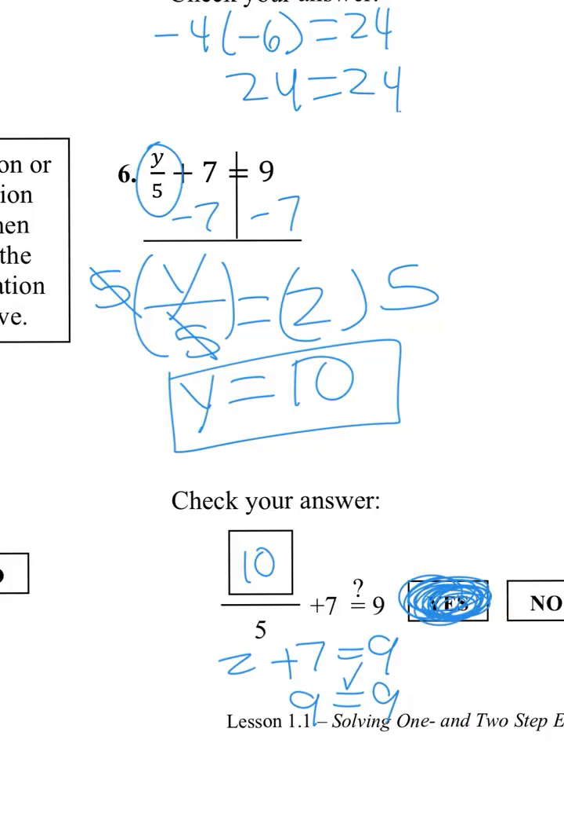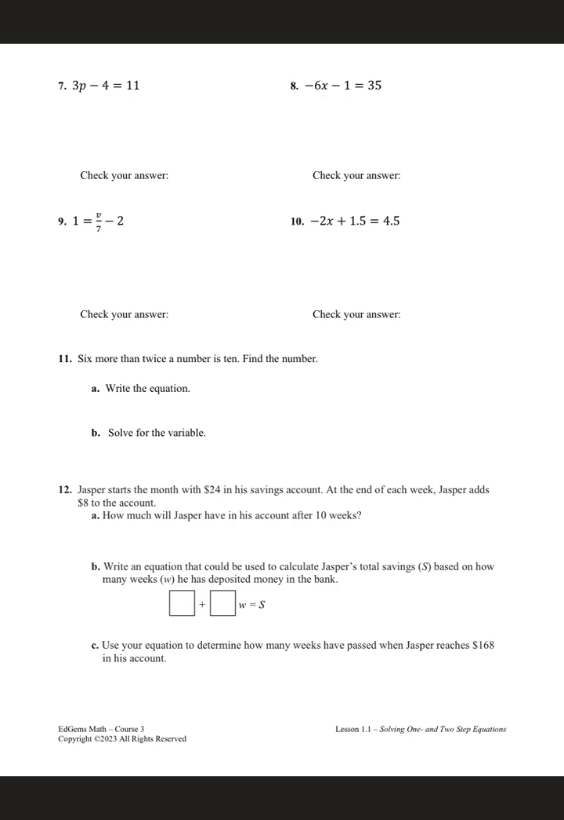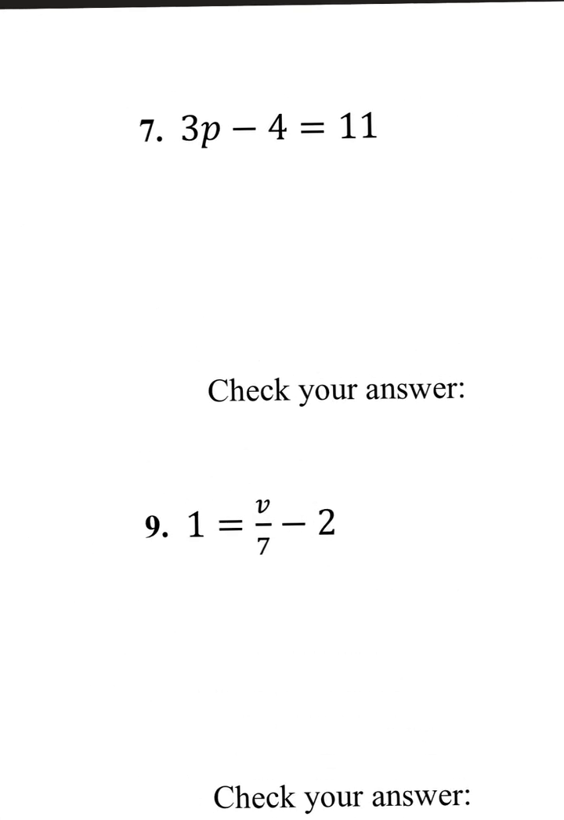All right, let's go ahead and go to the next page. So again, on numbers 7 through 10, same thing. We're going to solve for the variable and then check our solution. Okay, here we go. Number 7.